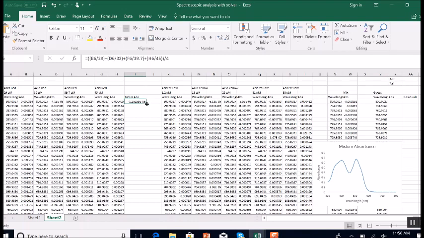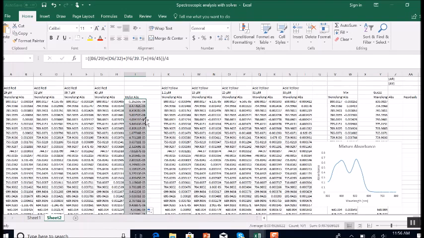Now there's 2 quick ways to do this. One is to put the crosshatch mark over the lower right-hand corner and start dragging it, and it'll calculate that same formula repeatedly. Or you can just double-click on that crosshatch and it will populate the rest of the cells. So what we have now is a molar absorptivity for acid red at every single wavelength. So let's make a graph of that and see how it looks.